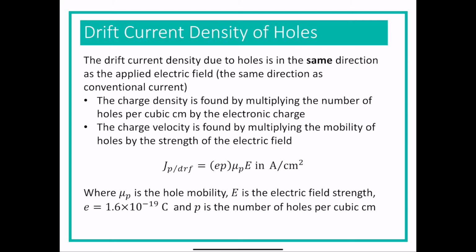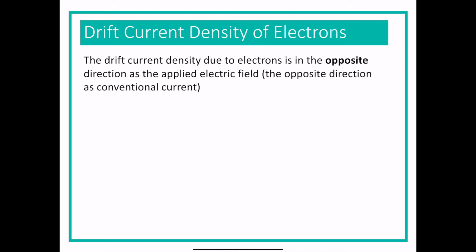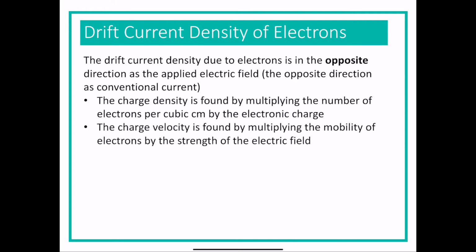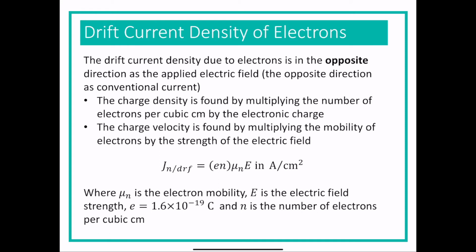Electrons, pretty much exactly the same story, except they go in the other direction. That's the only difference, is they actually move towards the positive part of the electric field, so they move opposite. Everything else is exactly the same. We find the charge density by finding the number of electrons and multiplying by the charge. We find the velocity by finding the mobility of the electrons times the strength of the electric field. And we have drift current that is due to electrons.